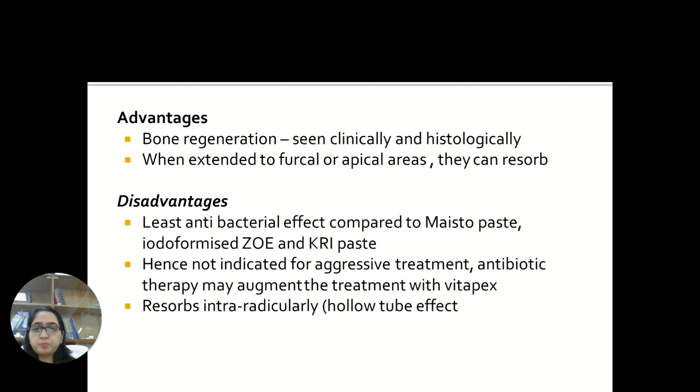However, the advantages associated are bone regeneration, which can be seen clinically as well as radiographically. When extruded out of the apical area, it can be easily resorbed. The disadvantages are it has the least antibacterial effect compared to the Maisto paste, iodoformized zinc oxide eugenol, and KRI paste. Therefore, not indicated for aggressive treatment. So, antibiotic therapy may augment the treatment with Vitapex.